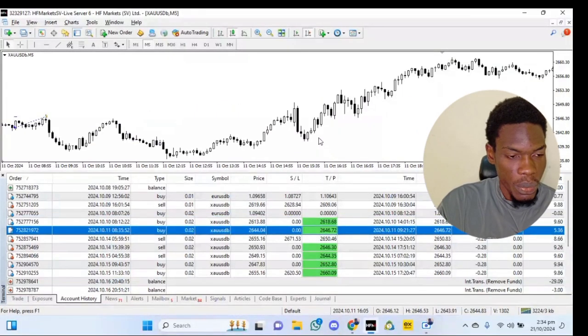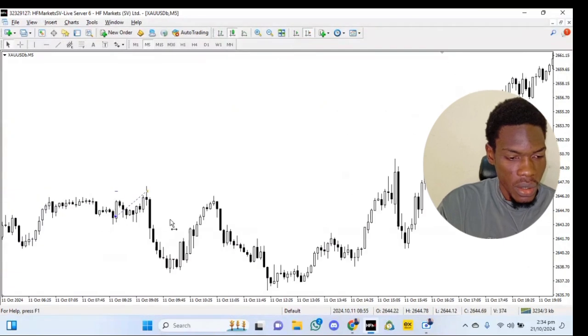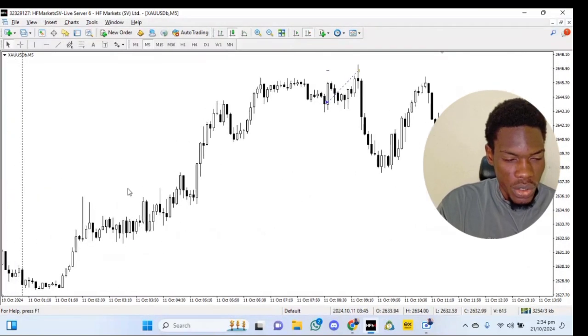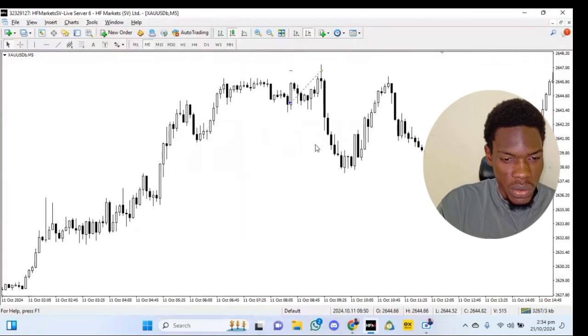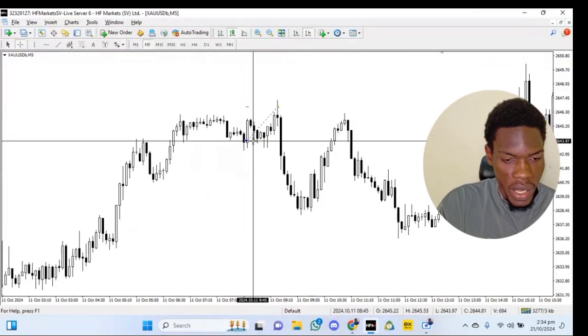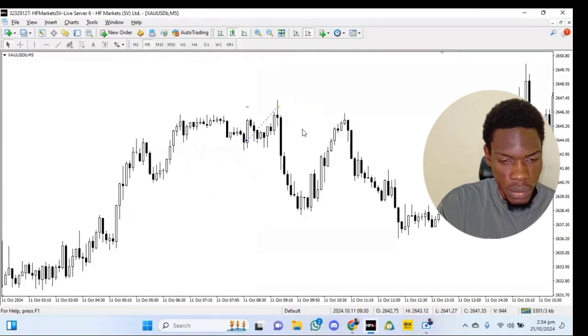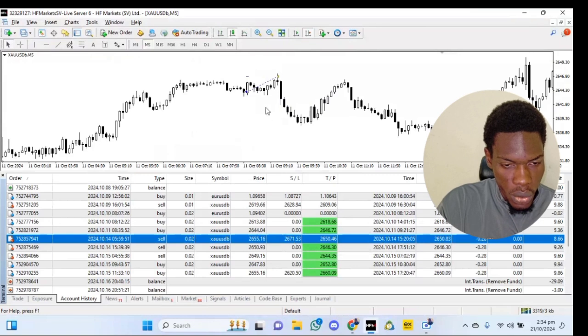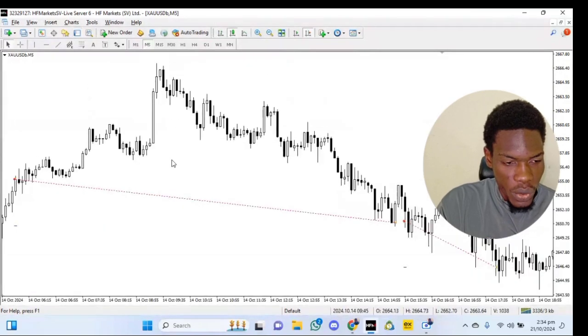This was another trade we placed over here. You can see, this was the next day, I think. We placed a buy, got like 27 pips from that, nothing too crazy. And then after that, we placed a sell on gold. I was really focused on gold more.